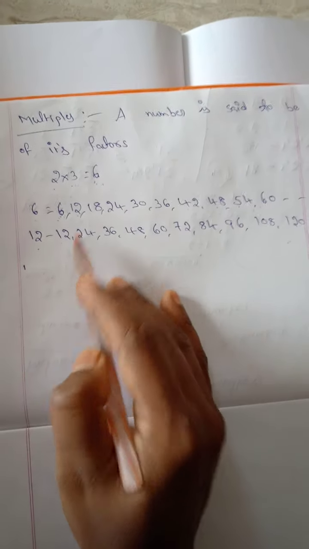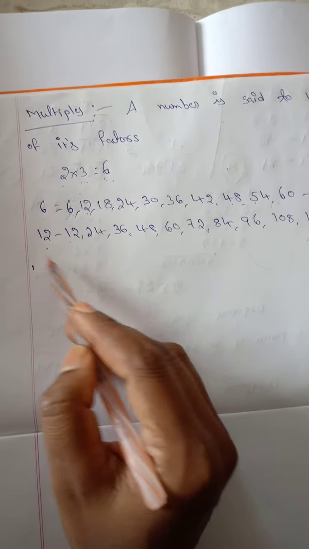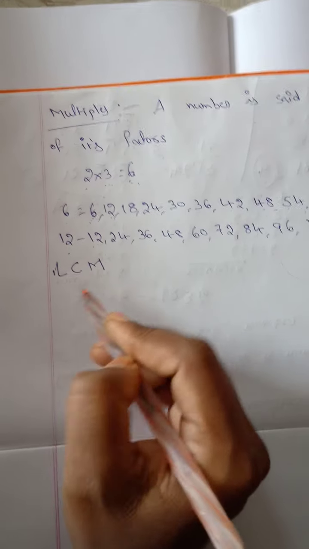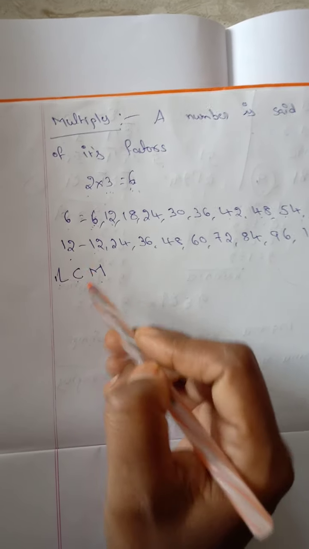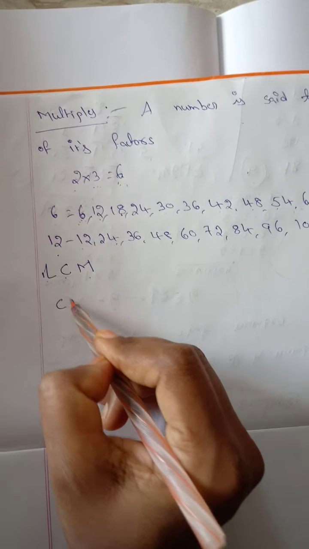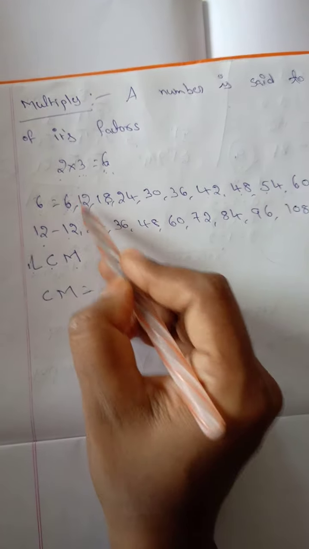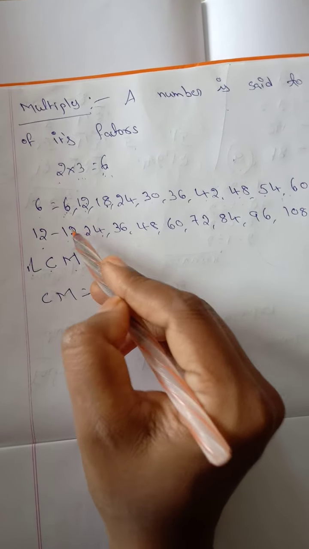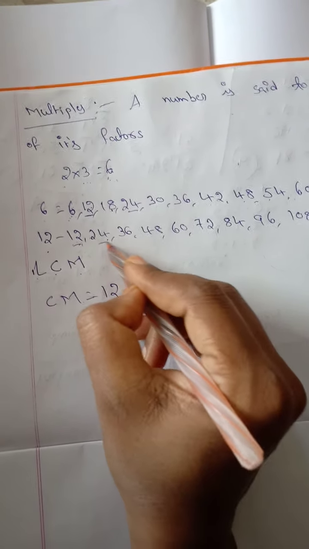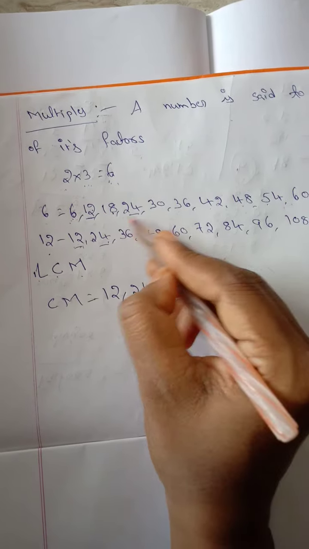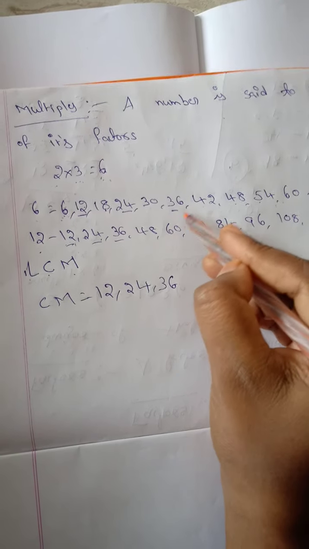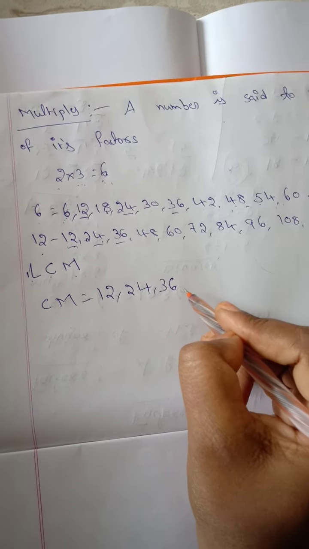Yes, so here we wrote 6 and 12, no. Now we should find the LCM. LCM is nothing but least common multiple. Here we just wrote the multiples of 6 and the multiples of 12, no. So what is the next step? We should write the common multiples. So given the multiples of 6 and 12, what are the common multiples? 12, and then after that 24, and then next 36. Next, what is that? 48.